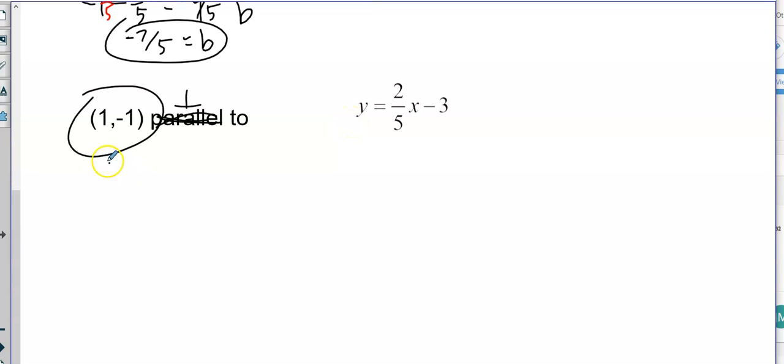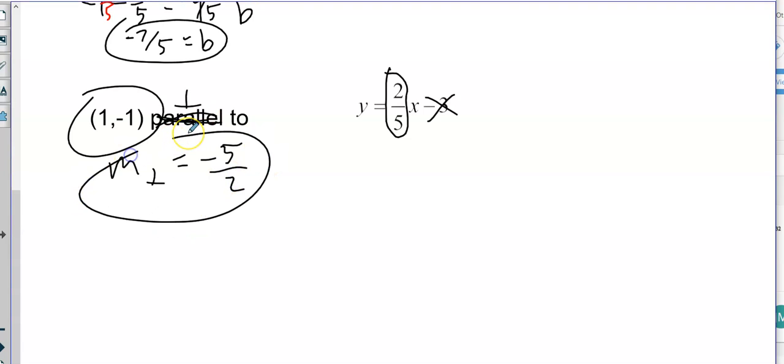First, let's just find the slope. What would the perpendicular slope be? The original slope is 2/5. You're going to take the opposite reciprocal. So the opposite is -2/5, and then the reciprocal is -5/2. So you flip it and change the sign.